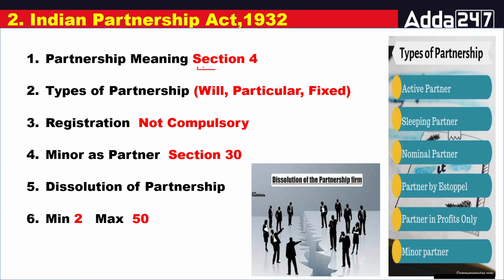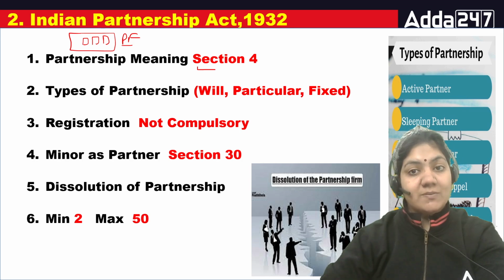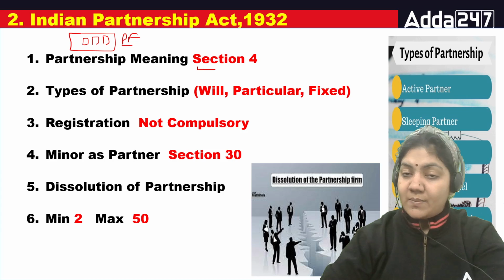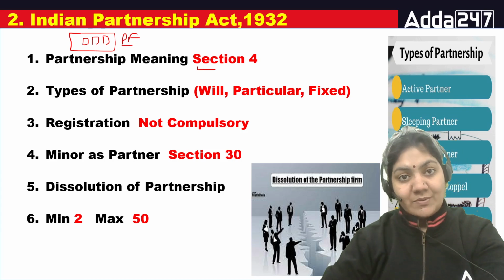Okay, section 4. So, partnership is basically, suppose these three are the partners in a particular partnership firm. The partners collectively are called a partnership firm. And what exactly does partnership mean? The main aim is to do business. Profit will be shared among all and loss will be borne by all the persons.